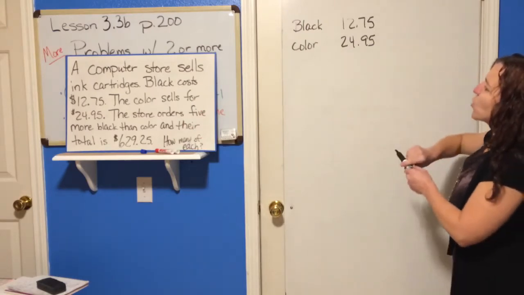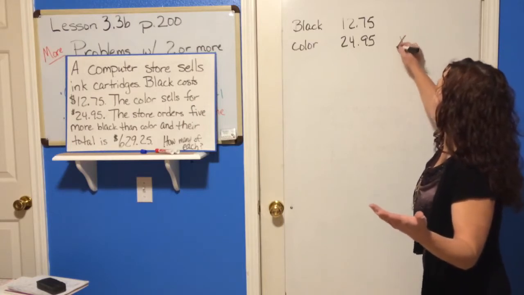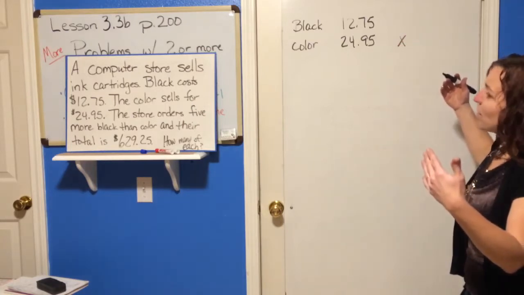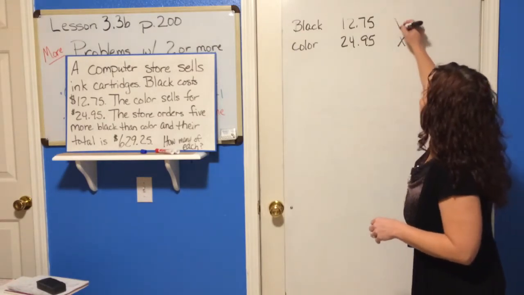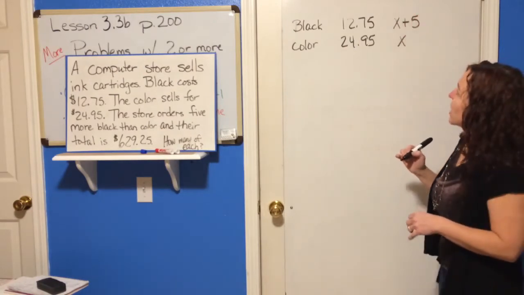So they ordered, we don't know how many of each of these, but we know they ordered, let's call it x color cartridges. And how many did they order of the black? Well, they ordered 5 more than the color. So x plus 5 more. So this is how many they ordered.